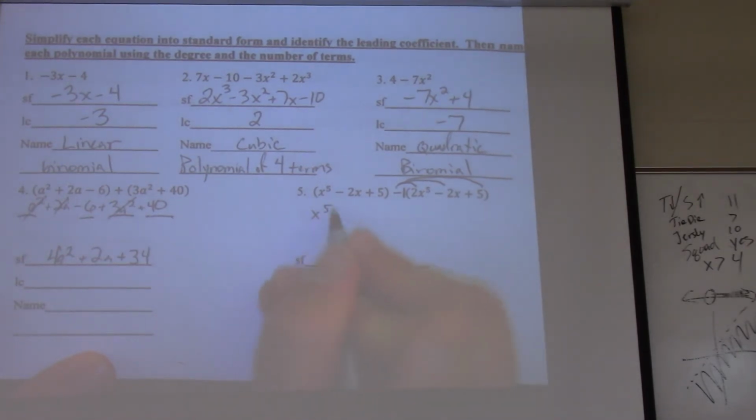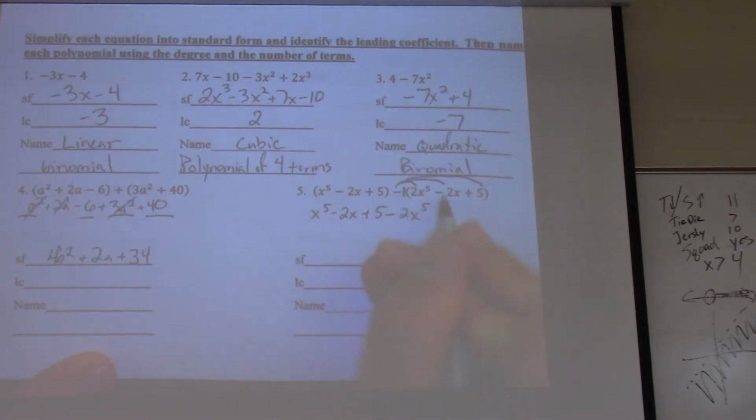The first term doesn't change because there's no negative in front. Minus 2x to the 5th. Negative times a negative is plus 2x. Negative times positive is negative 5. And now I can do like what I said on the other problem. Combine your like terms. What's x to the 5th minus 2x to the 5th? Well, negative 1x to the 5th.